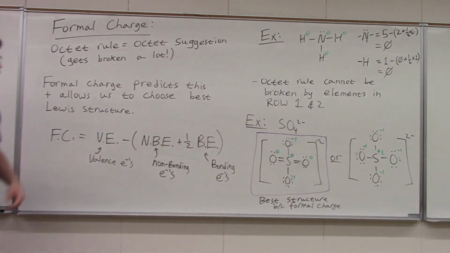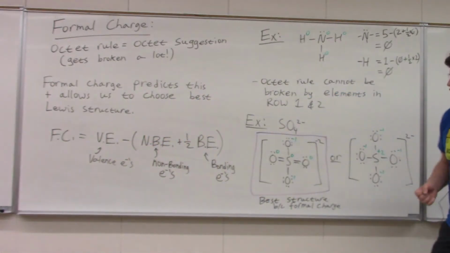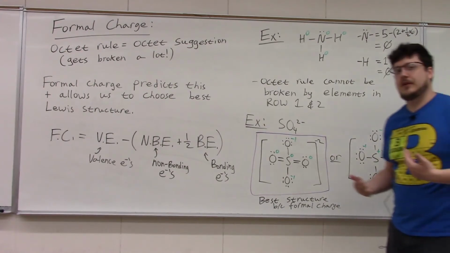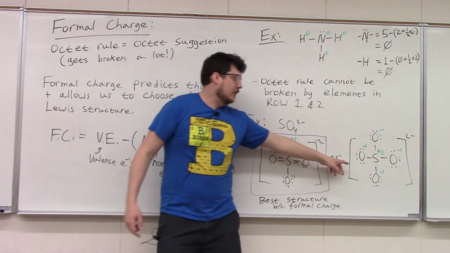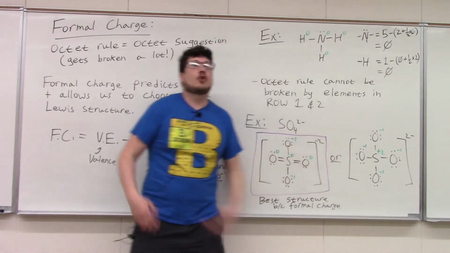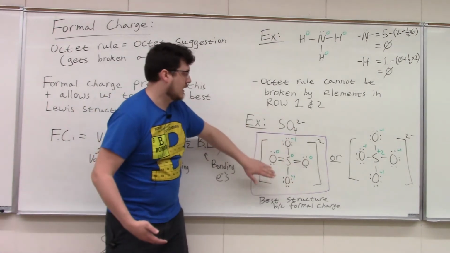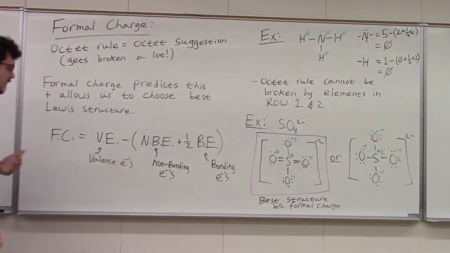So we are building on this idea of using Lewis structures. We have two competing Lewis structures. They both have the right number of valence electrons total, 32. If we can't break the octet rule, it'd have to be that guy. Turns out we can. So how do we know which one's better? We use formal charge. And that's what it tells us.